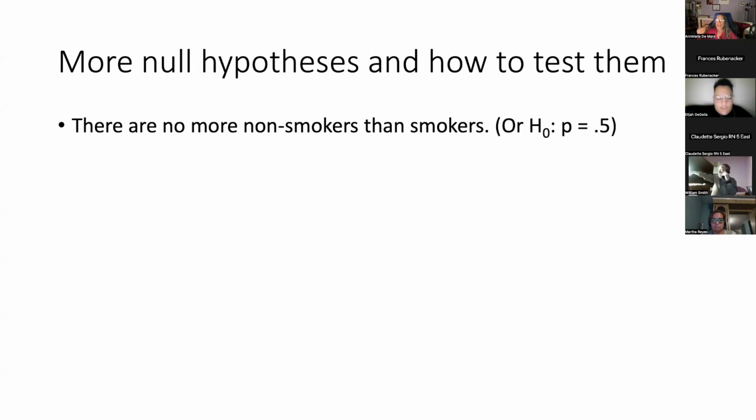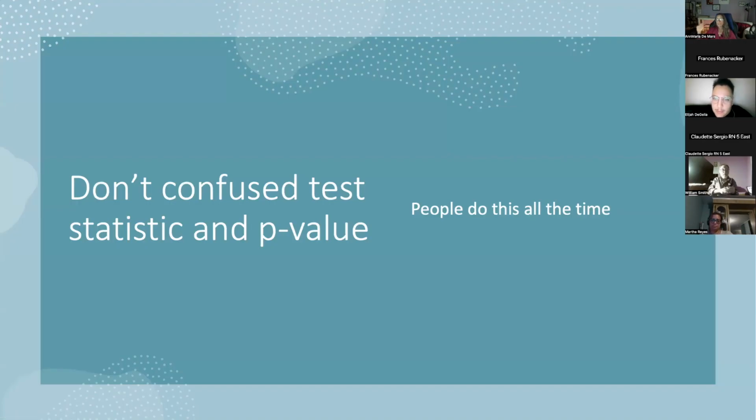And if you don't know, ask. There is nothing wrong with not knowing things. Nobody came down the birth canal and said, oh, a z-value of 1.97 is statistically significant. Nobody ever. So if you don't know, ask. If you say there are no more non-smokers than smokers, your null hypothesis then is the proportion of people who are non-smokers is 0.5. People do this all the time.